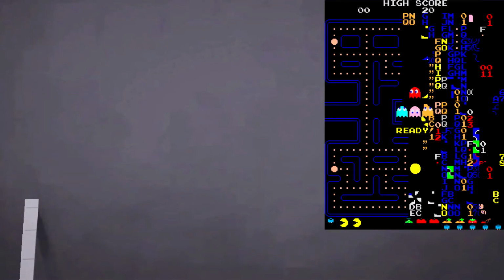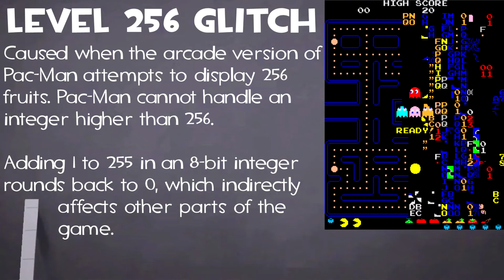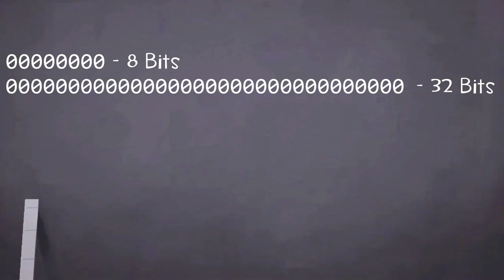Quick bit of trivia as well, the infamous level glitch of Pac-Man actually happens because it cannot show a 256th level. It overflows the bounds of an 8-bit number, which actually affects other parts of the game. Whilst an integer is 8 bits, a float value is 32 bits, and the 32 bits of a float value consist of 3 separate parts.